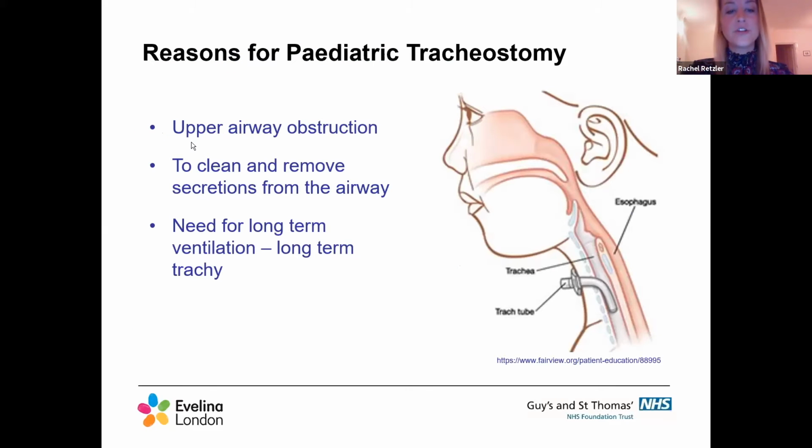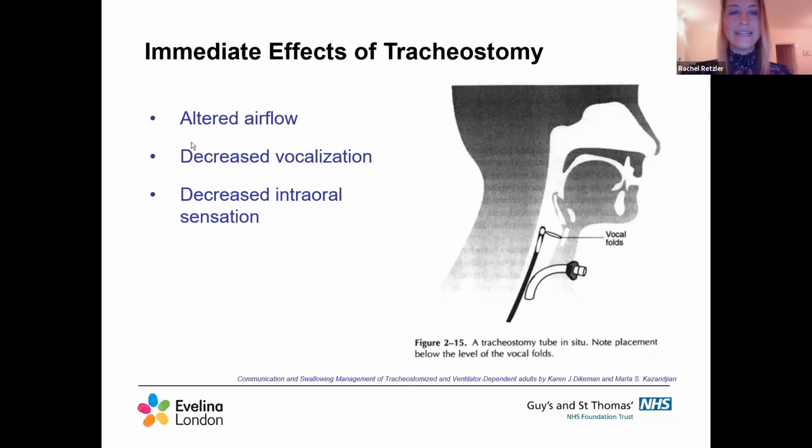Let's talk a little bit about tracheostomy and specific reasons for pediatric tracheostomy. If a child requires a trache, they may need this because they have an upper airway obstruction, to clean and remove secretions from the airway, or for need of long-term ventilation. Some immediate impacts of a tracheostomy include altered airflow, decreased vocalization, and decreased intraoral sensations.